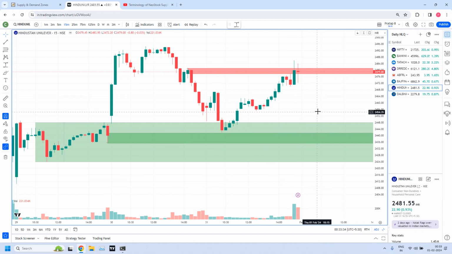So we got the third successful trade. Next one is DRREDDY. This is also another concept, the concept you learned, bull trap. See how well the bull trap worked today.